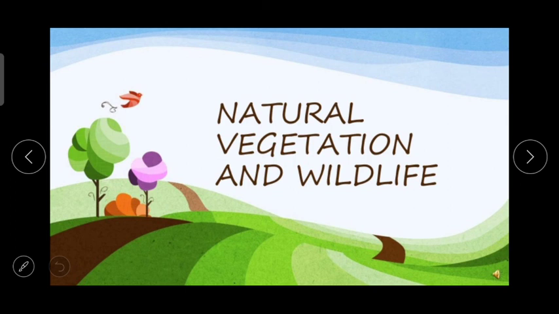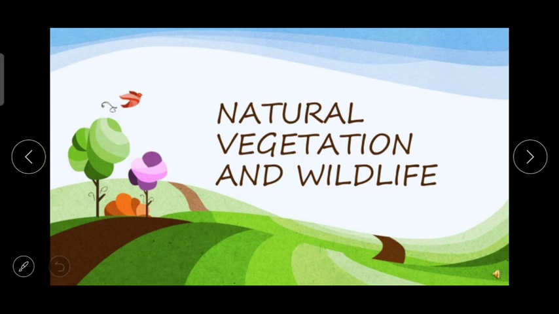And now here, natural vegetation and wildlife. We obtain products like wood, rubber, resin, fruits and medicinal plants. Again the same thing, medicinal plants which play a very important role in our daily life because they give us medicinal benefits to cure our diseases, and in our country it is very important because we people are following the things which are available in forest for medicinal treatment.